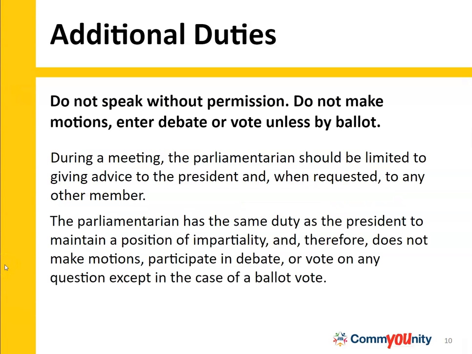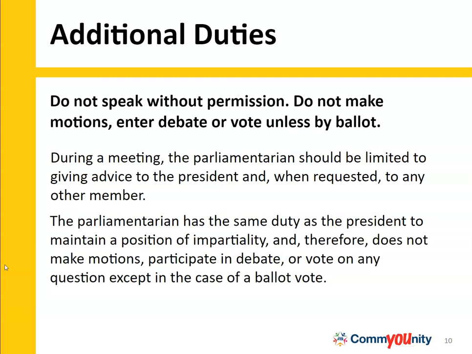The parliamentarian cannot speak to the assembly without the permission of the chair. Even if a member asks the parliamentarian a question, the chair must grant them permission to speak. If allowed to answer a question, the parliamentarian should only address issues of procedure or questions relating to the PTA's governing documents. A parliamentarian should not give an opinion. The parliamentarian has the same duty as the President to maintain a position of impartiality and therefore does not make motions, participate in debate, or vote except when the vote is by ballot. They do not cast a deciding vote. Only the President has the ability to do so.